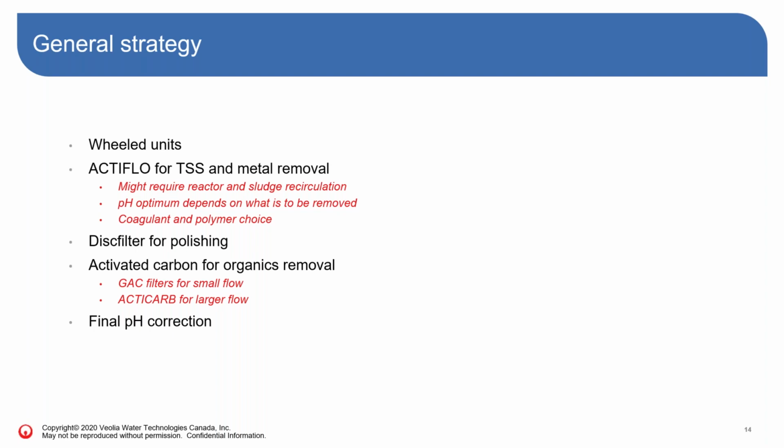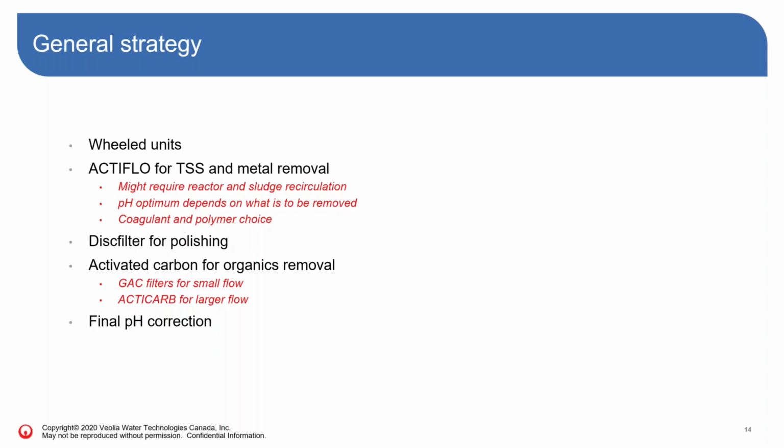Coagulant is very often iron based, like ferric sulfate or something like that. Sometimes aluminum based. It really depends on what we have to remove. Polymer can be varied. Usually it's an anionic polymer. Sometimes we'll go with a cationic polymer.